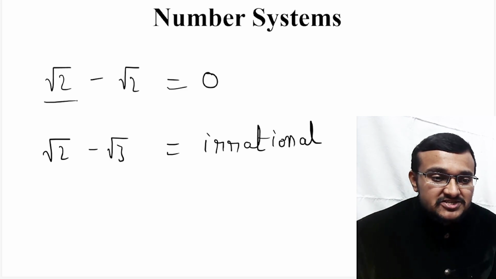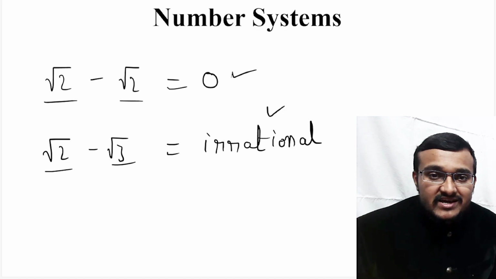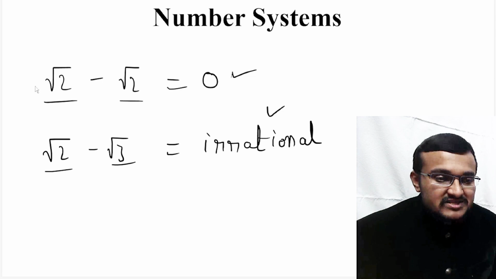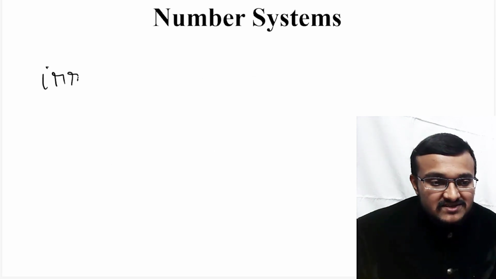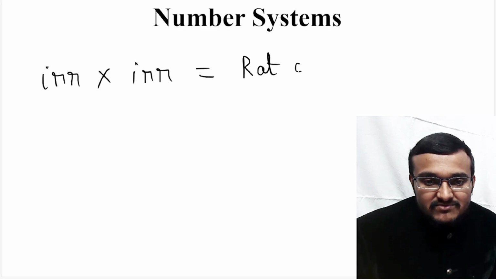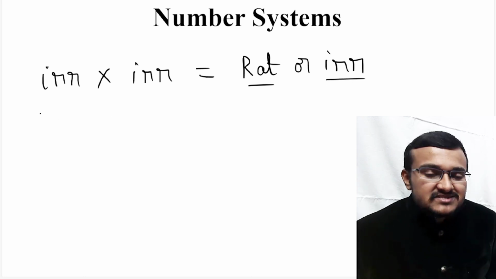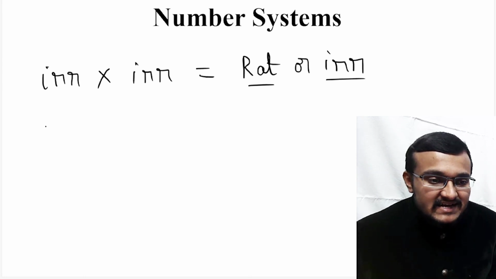So that means subtraction of two irrational numbers sometimes can give a rational number, sometimes it can give an irrational number. So if I generalize this, an irrational number multiplied with an irrational number can give you either a rational number or an irrational number. RAT means rational number, IRR means irrational number. I am just giving some idea about this.